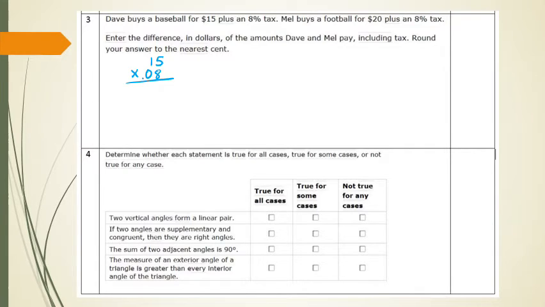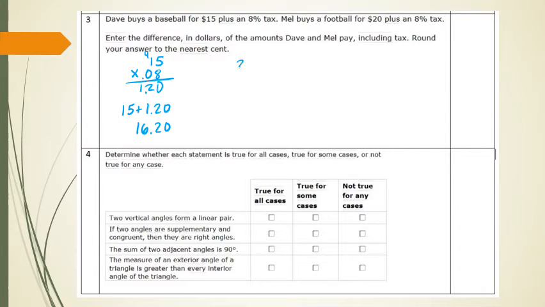So for example here, I could do 8 times 5 is 40, 8 times 1 is 8, plus 4 is 12, and putting in my decimal place, $1.20. So again, I have to pay attention though, Dave is going to pay $15 plus the $1.20 in tax. So he's going to pay $16.20 for his baseball.